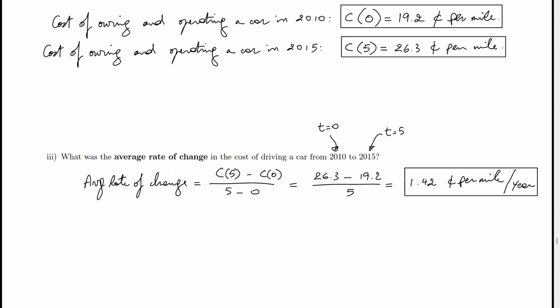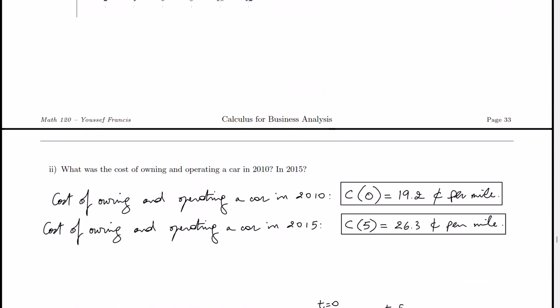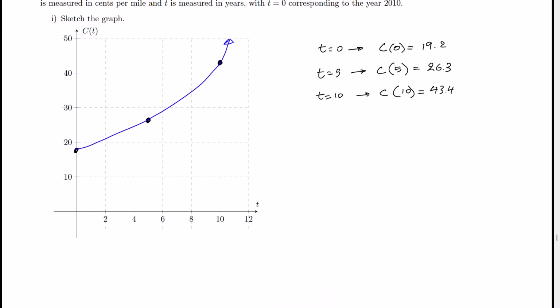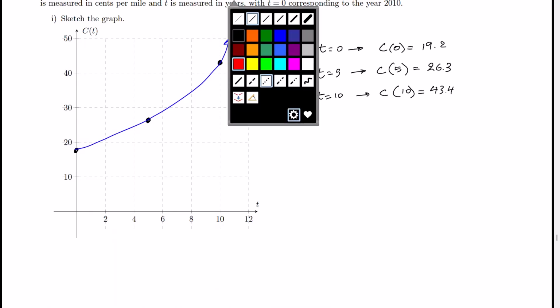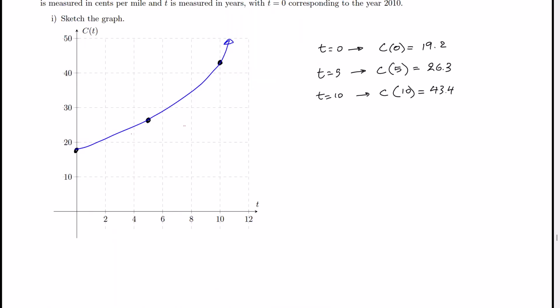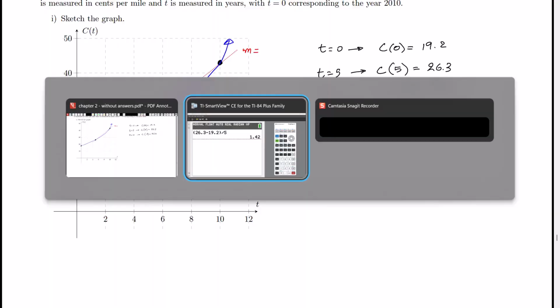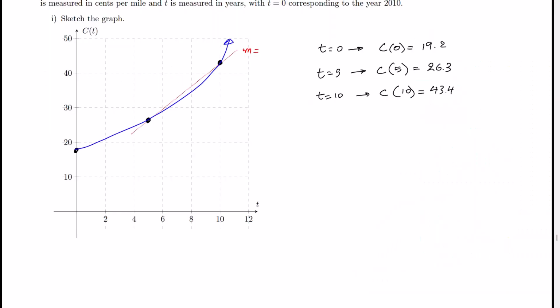So what is that number? What does it represent? If I go back to my graph real quick, and I graph the dotted line going from year 5 to year 10, that would be this line basically. And what we're saying is that the slope of this line is the number we just found, 1.42. So this line here that connects year 5 to year 10 has a slope that is 1.42. That's the meaning of the rate of change from the year 2015 to the year 2020.